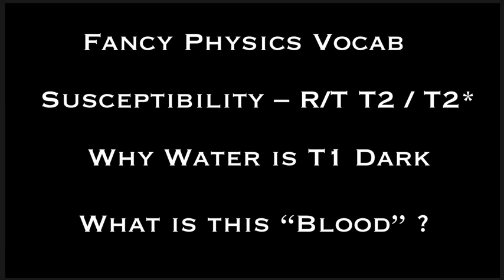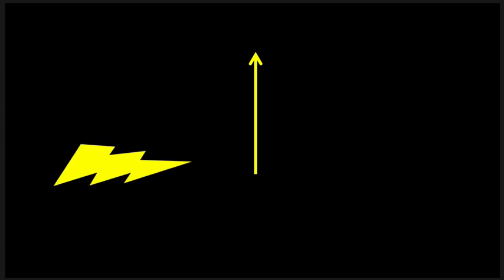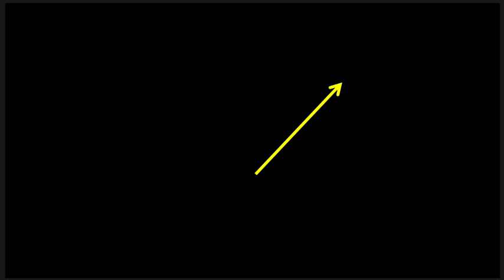All right, now let's move on to review the topic of T1. So again, quick review here. We're lined up with the field. We get struck with our RF pulse. We get knocked down in opposition to it, and then we're going to build back up.